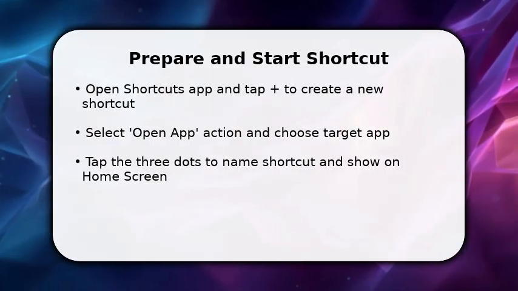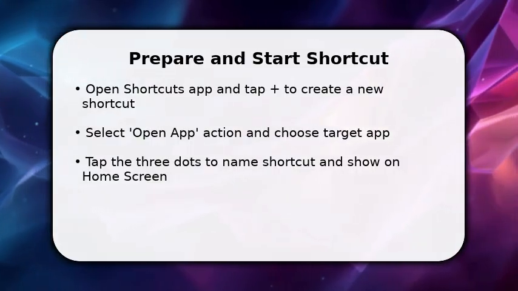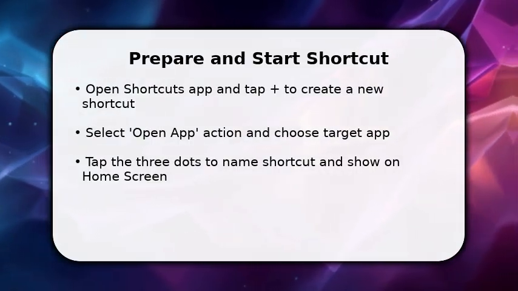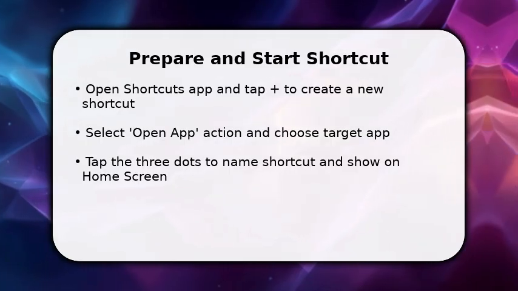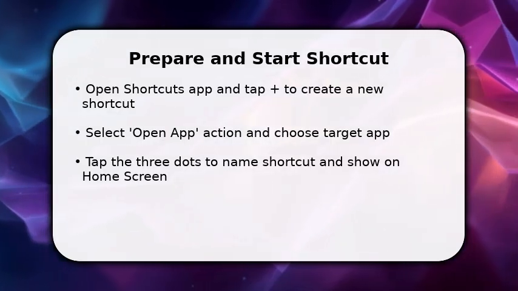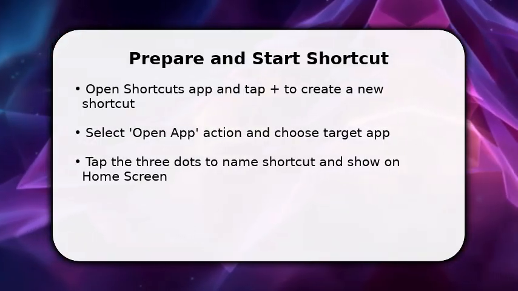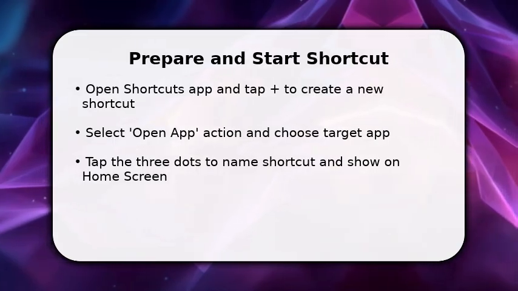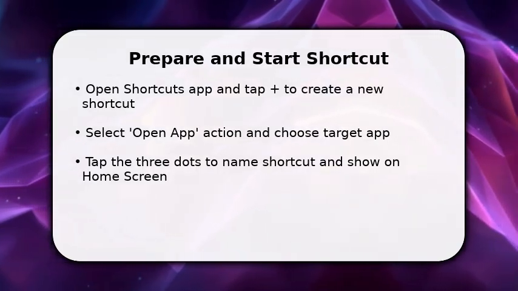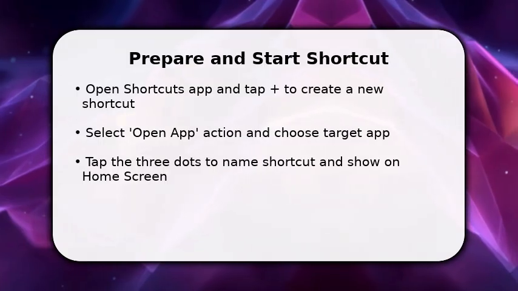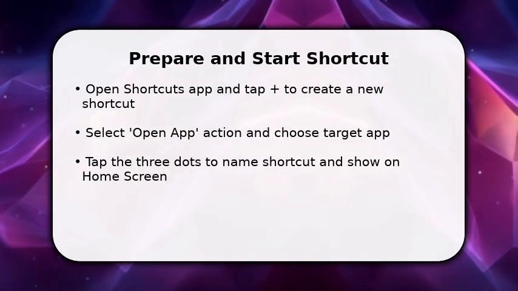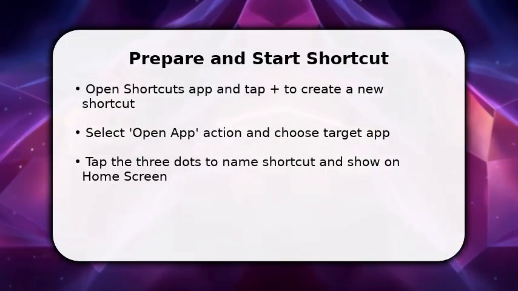You'll start in Shortcuts. Open the app and tap the plus to create a new shortcut. Add the Open App action and pick the app you want to relaunch with a custom icon. Once done, tap the three dots to name the shortcut clearly so you can find it later, and pick Add to Home Screen. Make sure you're logged into your device account so icon artwork and changes save properly. This initiates the replacement process you'll finish next.